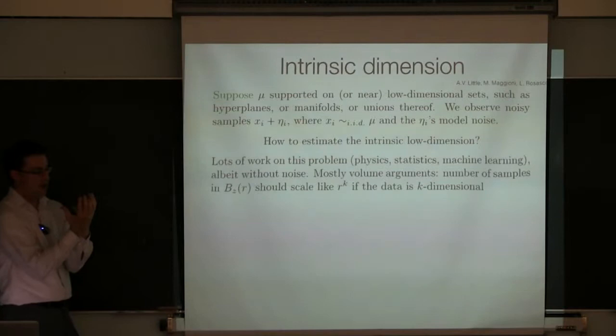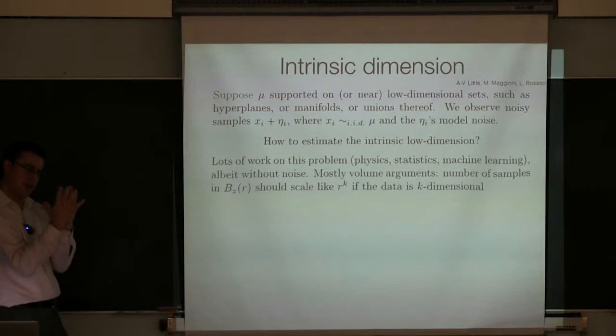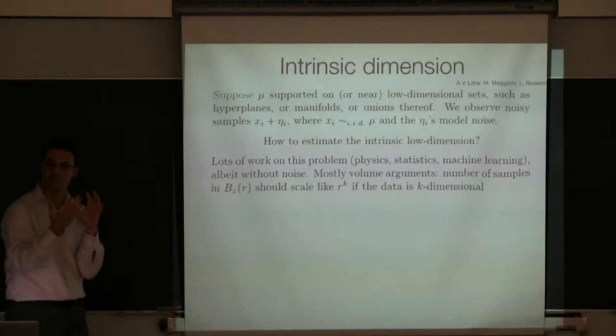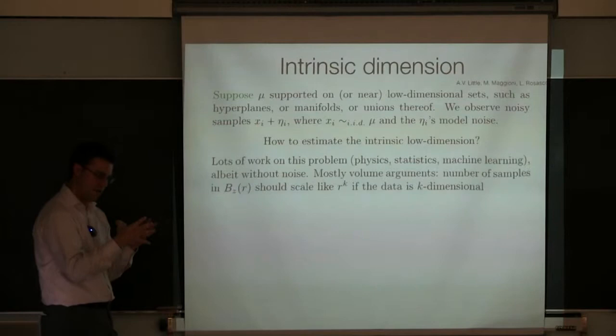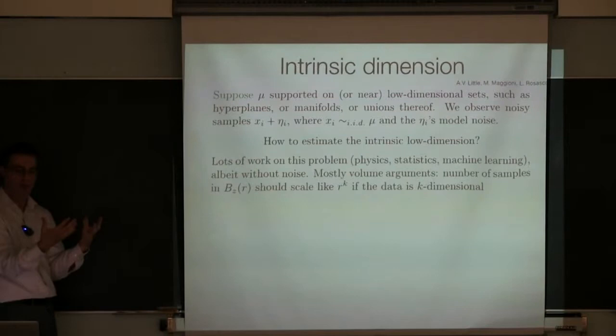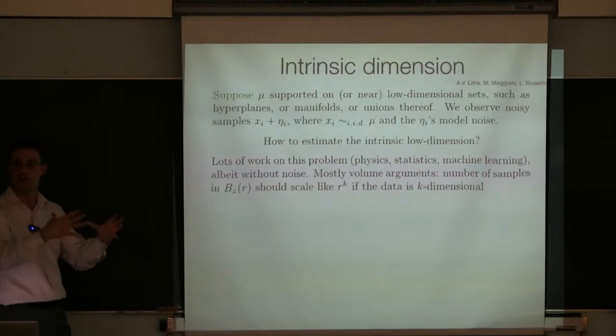Well, I don't know, but when I change r, the number of points should scale like r to the intrinsic dimension, because if a set has dimension k, the volume of a ball on that set scales like r to the intrinsic dimension. And so when I count my number of points in a ball of radius r, the number of points should scale like r to the intrinsic dimension.